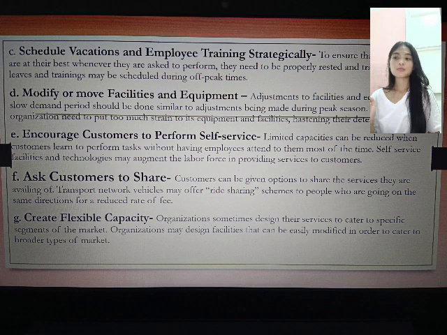The next one is modify or move facilities and equipment. Adjustments to facilities and equipment during slow demand period should be done similar to adjustment being made during peak season. In this way, the organization need not put too much strain on its equipment and facilities, hastening their deterioration. Adjustment to facilities and equipment during slow demand.